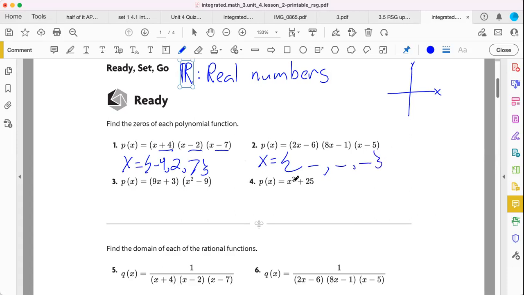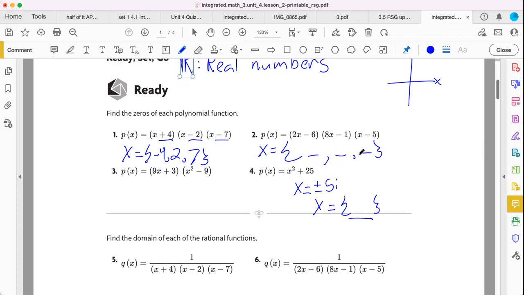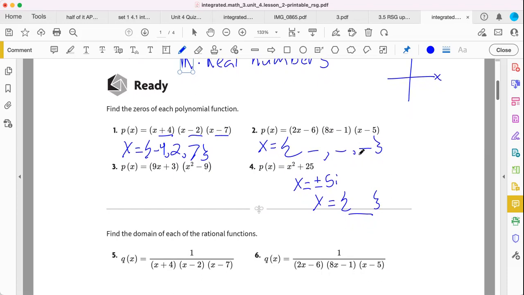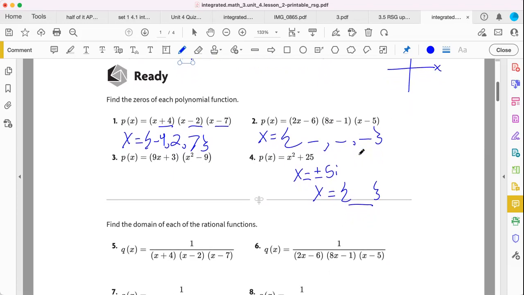And then here, if you try to solve this, you're going to get that x is eventually plus or minus 5i. But in this case, depending on who you ask, you just say that it's an empty set for those zeros because they're imaginary. So I'll leave that up to you on what you think it would be. So that's 1 and 4.